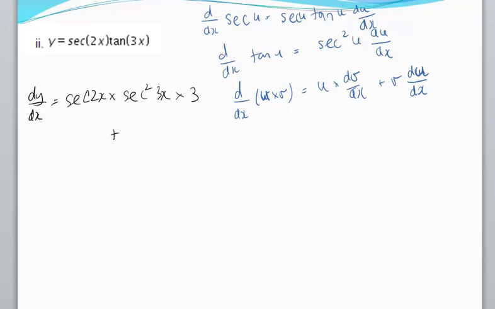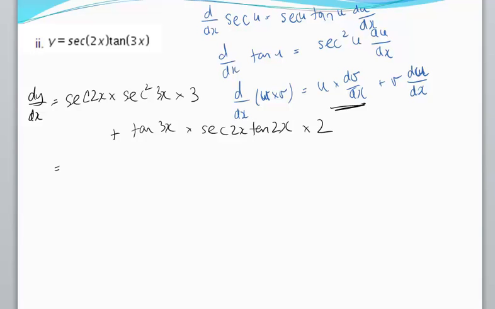Then for our second part, we've done this part here, our second part is v. So our second part here is tan of 3x multiplied by du on dx. So we differentiate our sec 2x, which becomes sec 2x tan 2x multiplied by du on dx, where we differentiate the 2x, which becomes multiplied by 2.